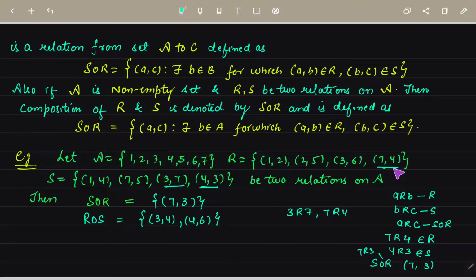ये मैंने इस सेट से ले लिया. सो यहाँ से हमारे पास क्या आ जाएगा, जो 3 है वो किसको रिलेट करेगा, 4 को. सो ये किसको बिलोंग कर गया, R∘S को, मीन्स R कंपोजिशन S को. सो यहाँ पे आ गया (3, 4).